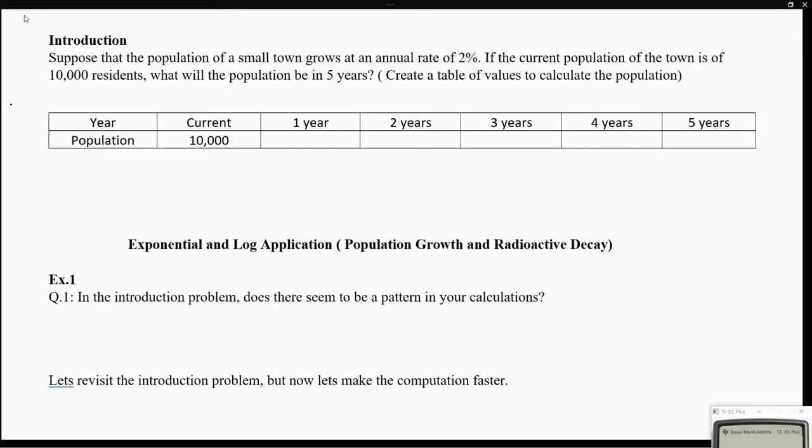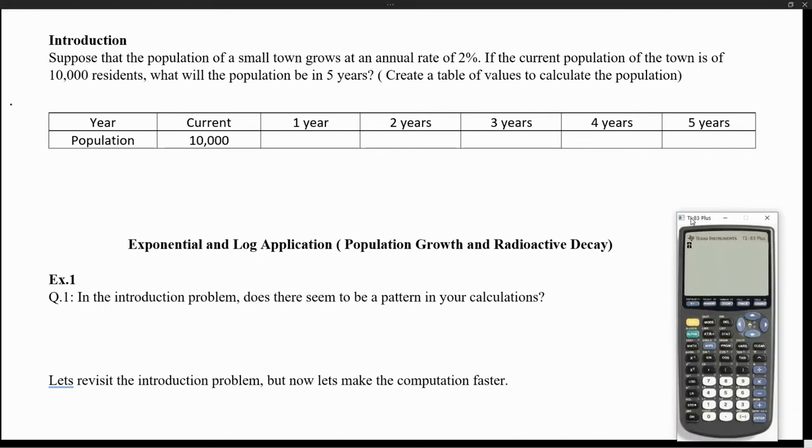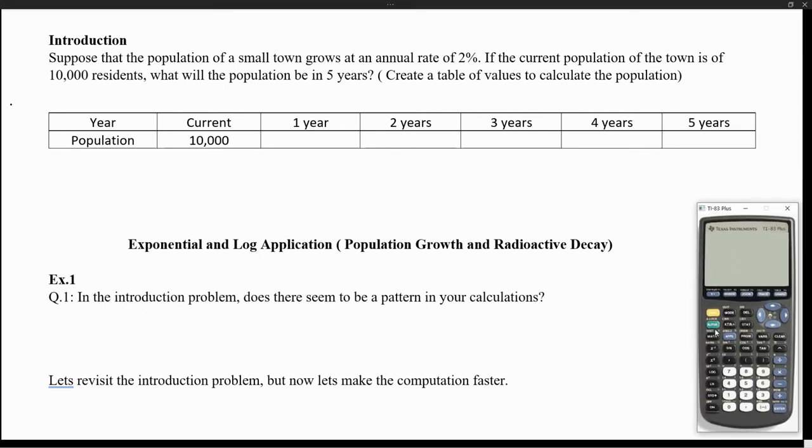Now, if the current population of this town is 10,000 residents, what is going to be the population in 5 years? In order to answer that question, we're just going to create a table here and understand what's going on. We're going to start with 10,000 people, and once a year passes, the population is going to increase by 2%. So how do we calculate that increment? We can get 10,000.